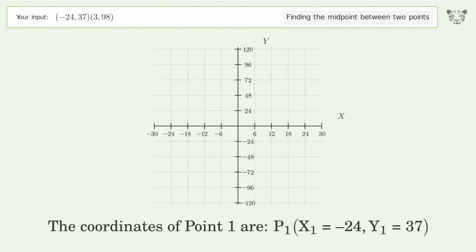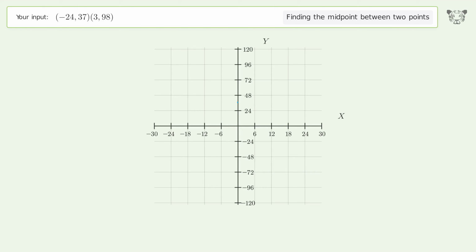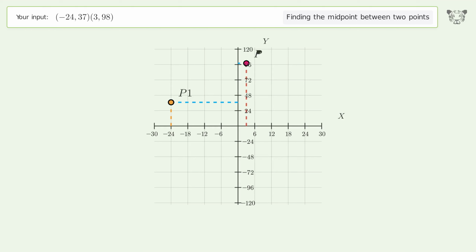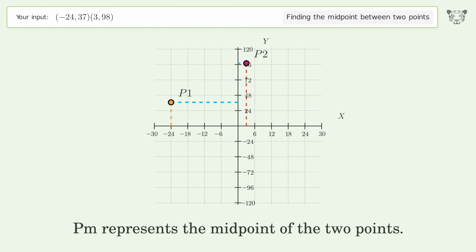The coordinates of point 1 are, x1 equals negative 24, y1 equals 37. The coordinates of point 2 are, x2 equals 3, y2 equals 98. PM represents the midpoint of the 2 points.